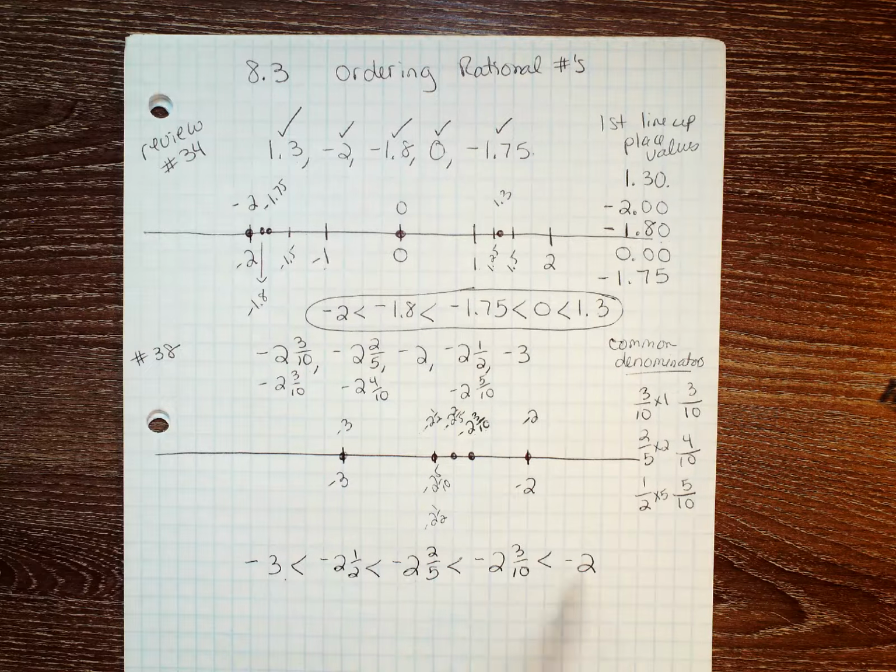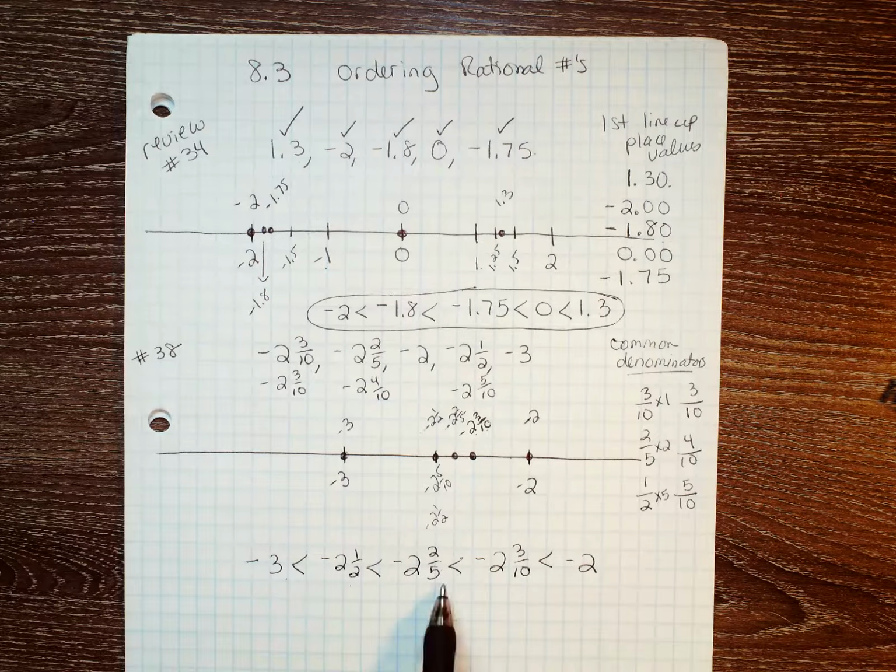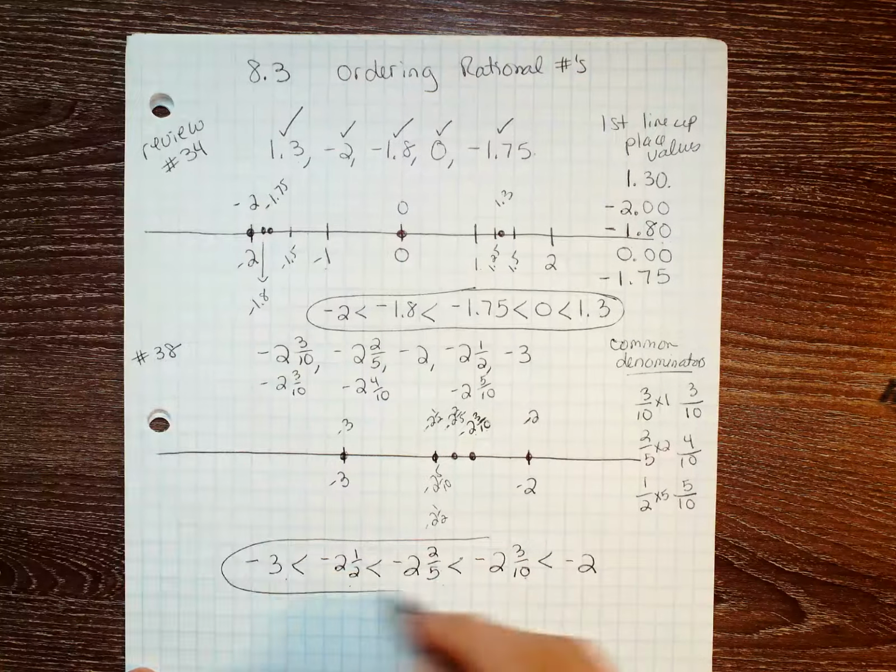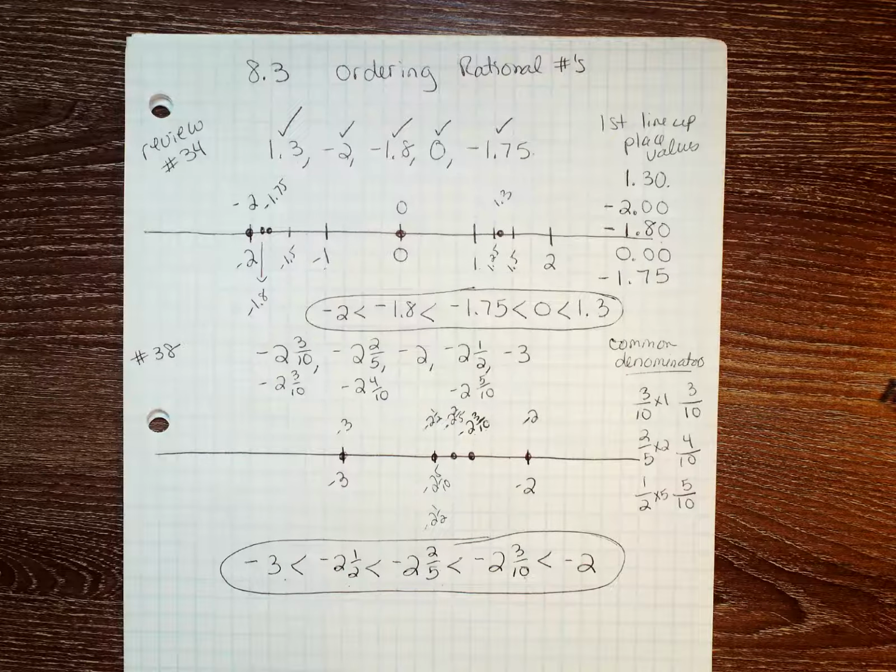1, 2, 3, 4, 5. I have all 5. Did I put everything back to the original? I did. Do I have my negatives on there? I do. And I am done.